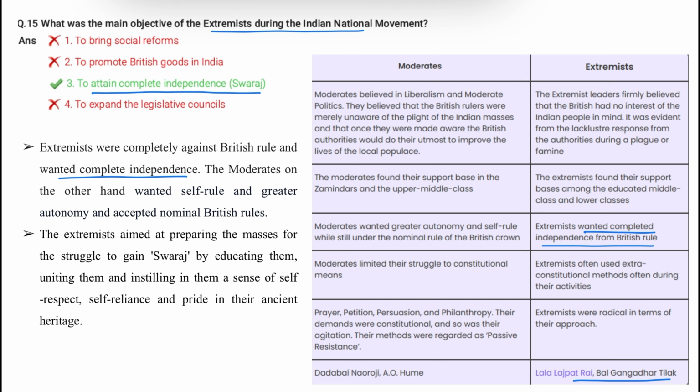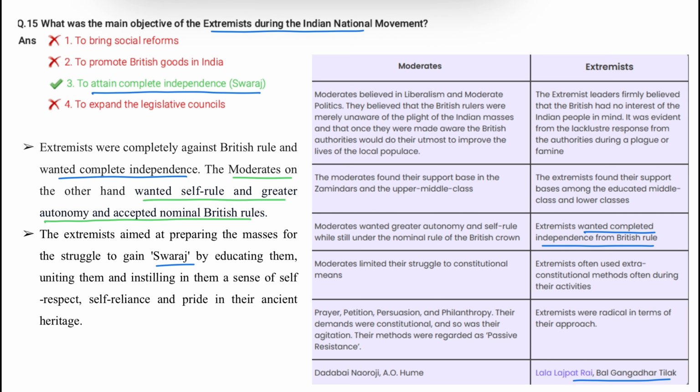The moderates, on the other hand, wanted self rule and greater autonomy and accepted normal British rules. Extremists aimed at preparing the masses for the struggle to gain Swaraj by educating them, uniting them, and instilling in them a sense of self respect, self reliance, and a pride in their ancient heritage.